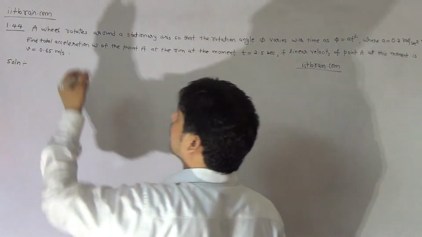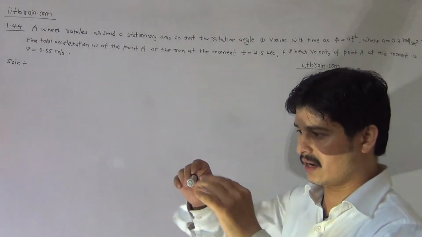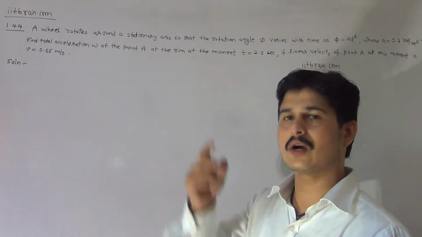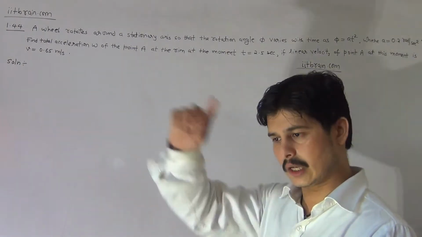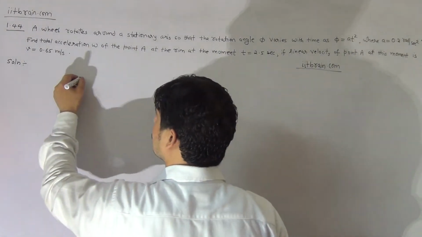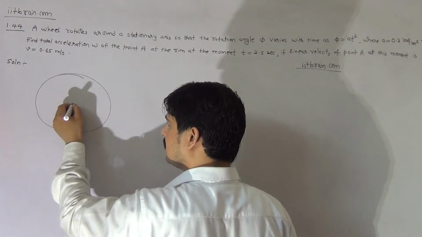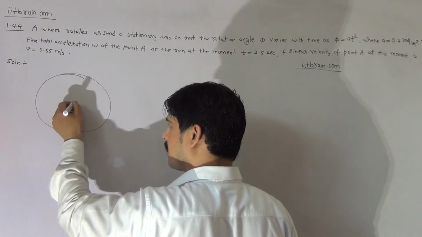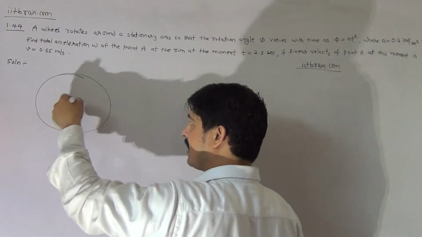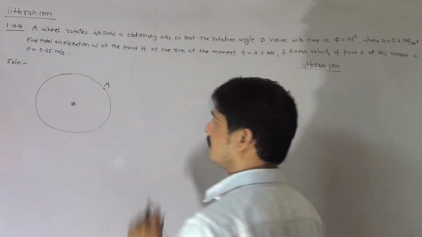The question is explaining a wheel rotates around a stationary axis. It means that if a wheel is rotating around a stationary axis, then any point of its rim will move on a circular path. So the problem is based on circular motion. We can consider that this perpendicular line is the axis of that circular motion, and any point of the circumference is A, that is the point on the rim.